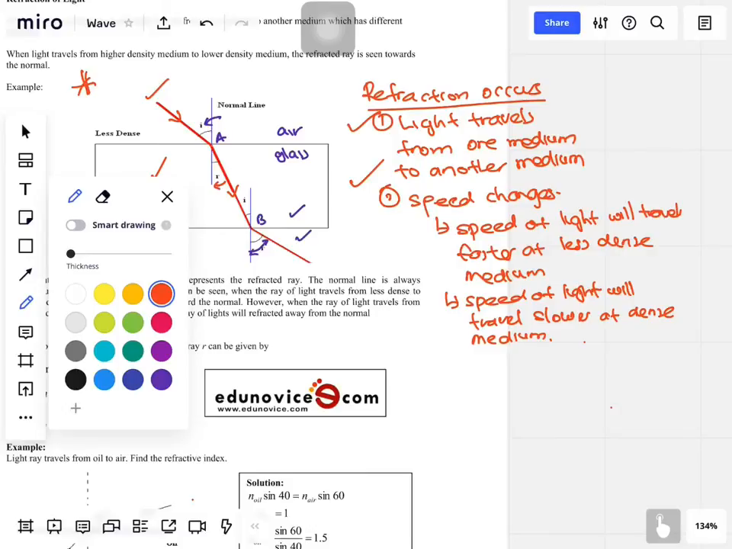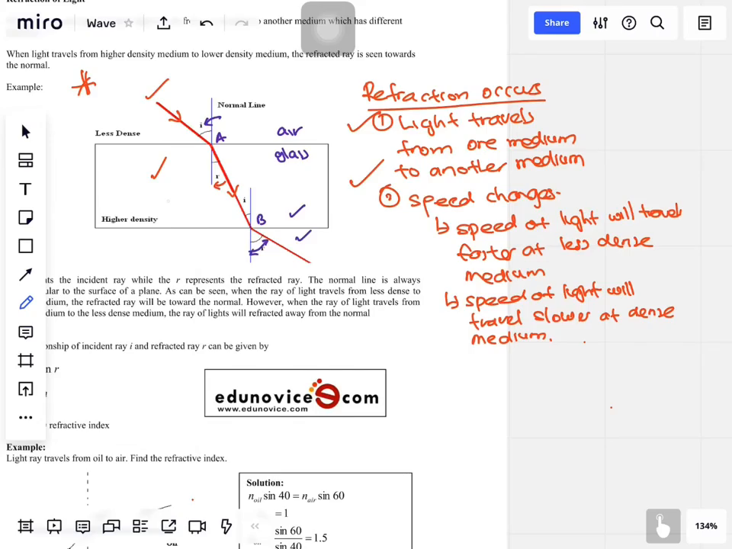Because the speed of light slows down, sometimes you are going to see a diffraction of light. That's the reason why the sky tends to look blue, because the blue light will be diffracted downwards, and that's what makes the sky look blue in color.